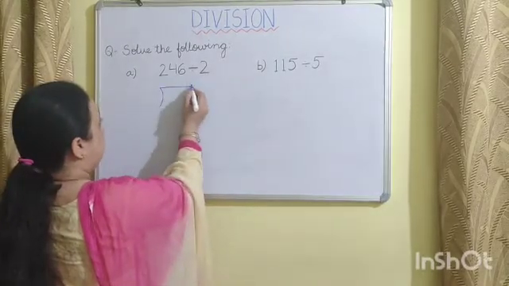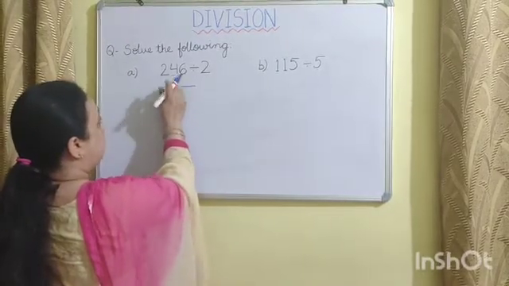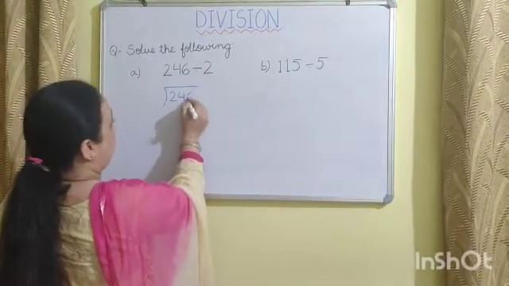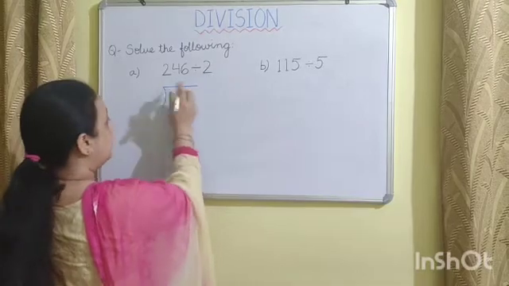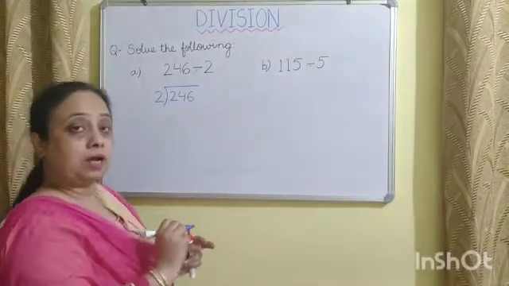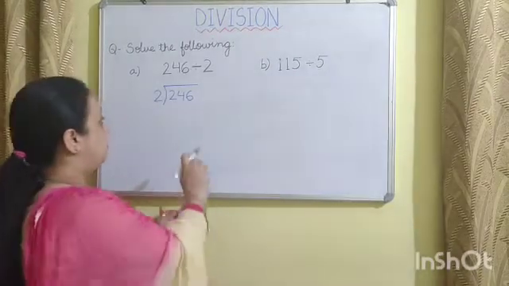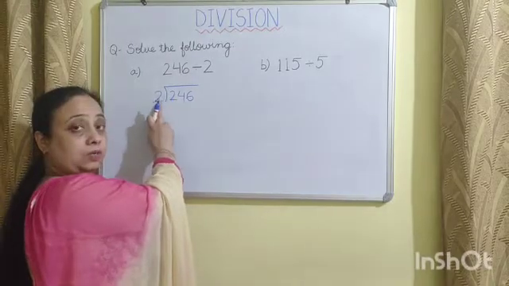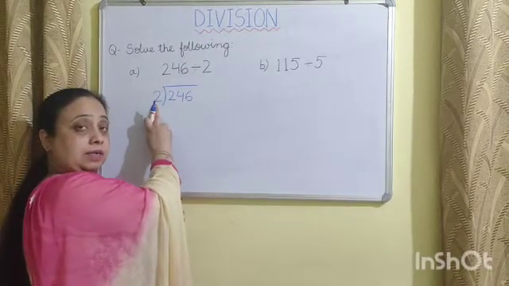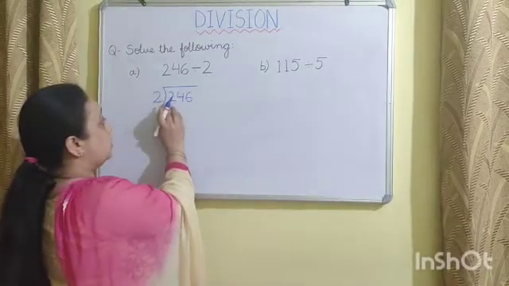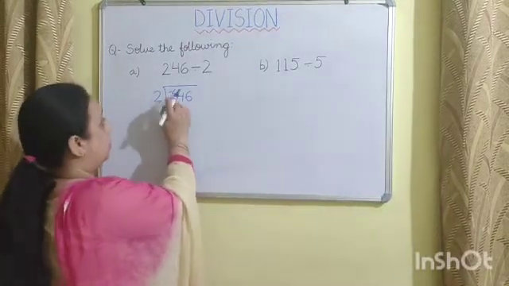We'll make the sign. Write the dividend here, which is 246, and our divisor by which we will divide is 2. We will write 2 here. Now we'll start dividing. First we'll have a look at the first digit. This first digit is equal to the divisor, that is the number by which we are going to divide. So we will just take the first digit.